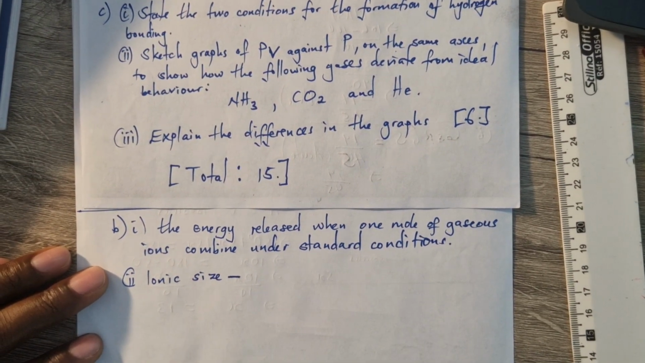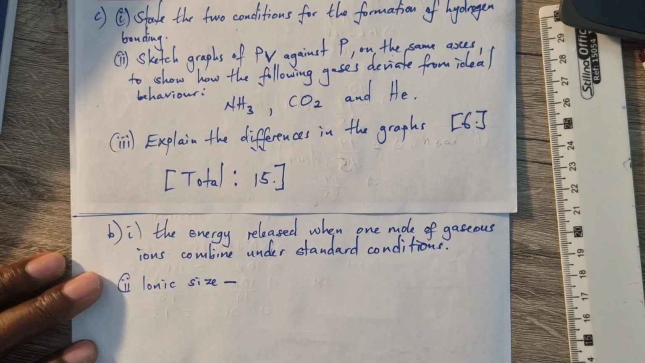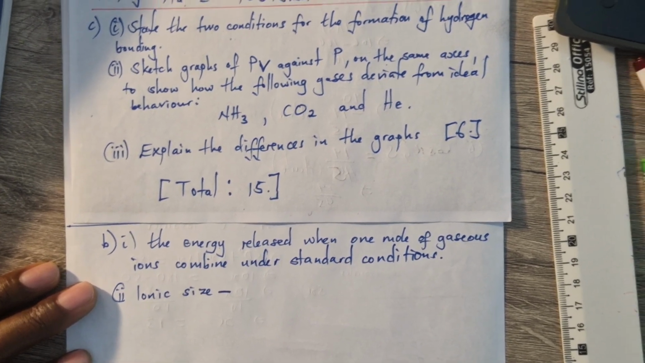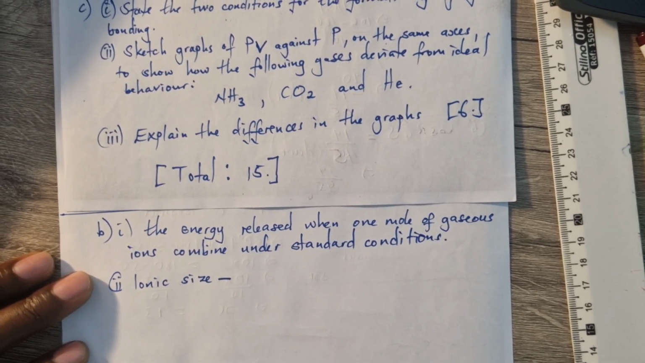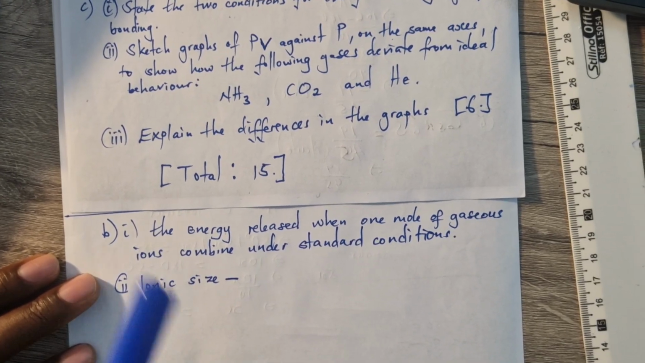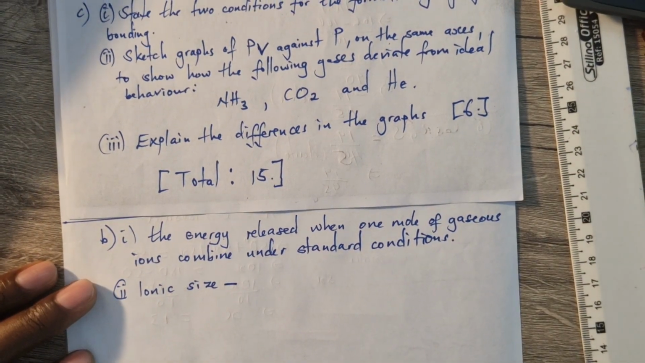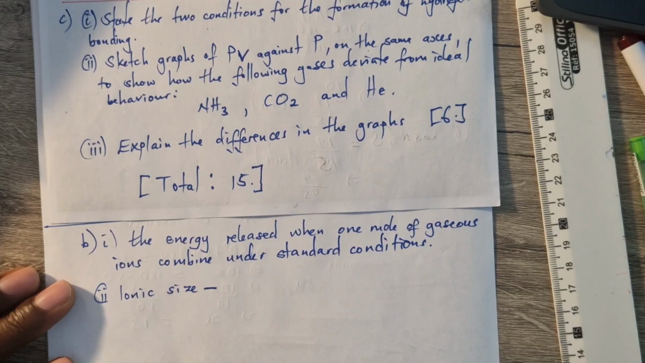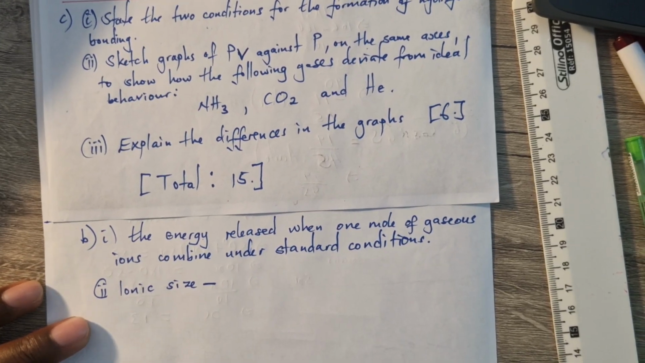So as you can see, I have just stated the factors that affect lattice enthalpy, or the magnitude of lattice enthalpy. The second thing is to explain: how does the ionic size affect the magnitude of lattice enthalpy?